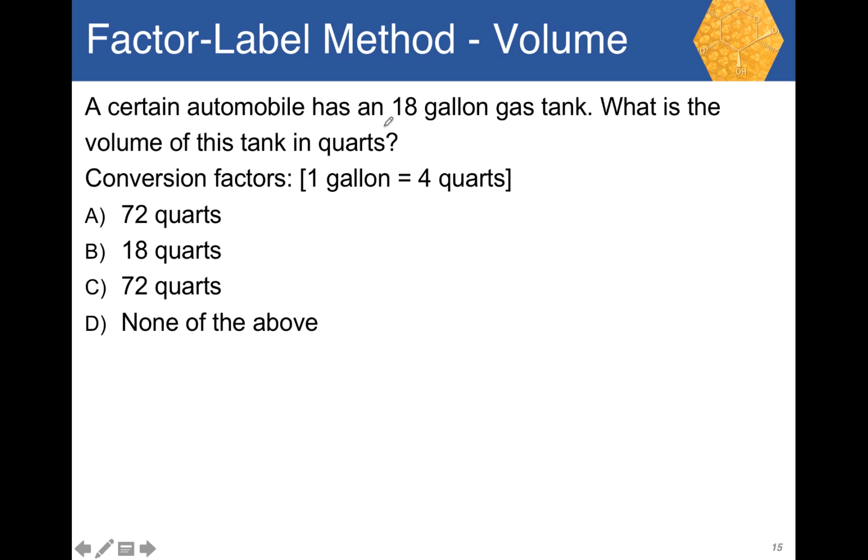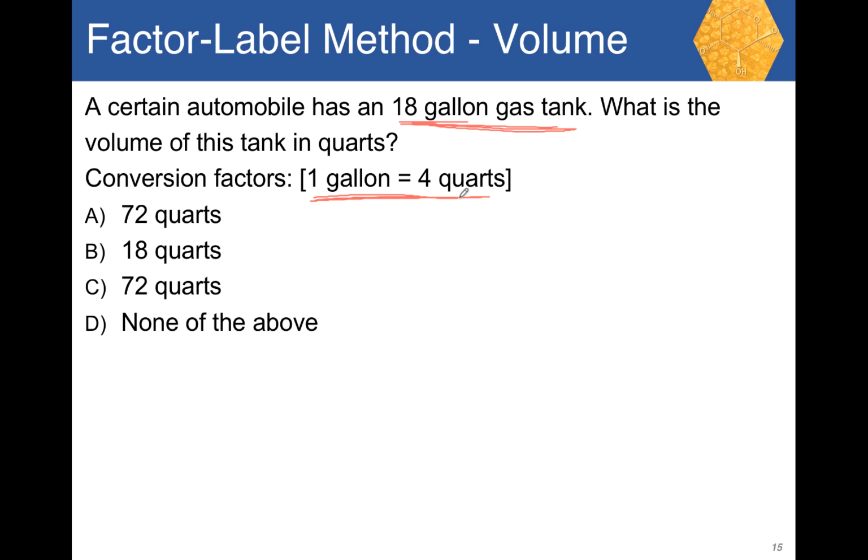An automobile has an 18-gallon gas tank. So that means 18 gallons will fill up that gas tank. So the question is, if you went to the gas station and all that was shown there is quarts and not gallons, how many quarts would be needed? Okay, so again, what you need is a conversion factor. Here's your conversion factor. 1 gallon is equal to 4 quarts.